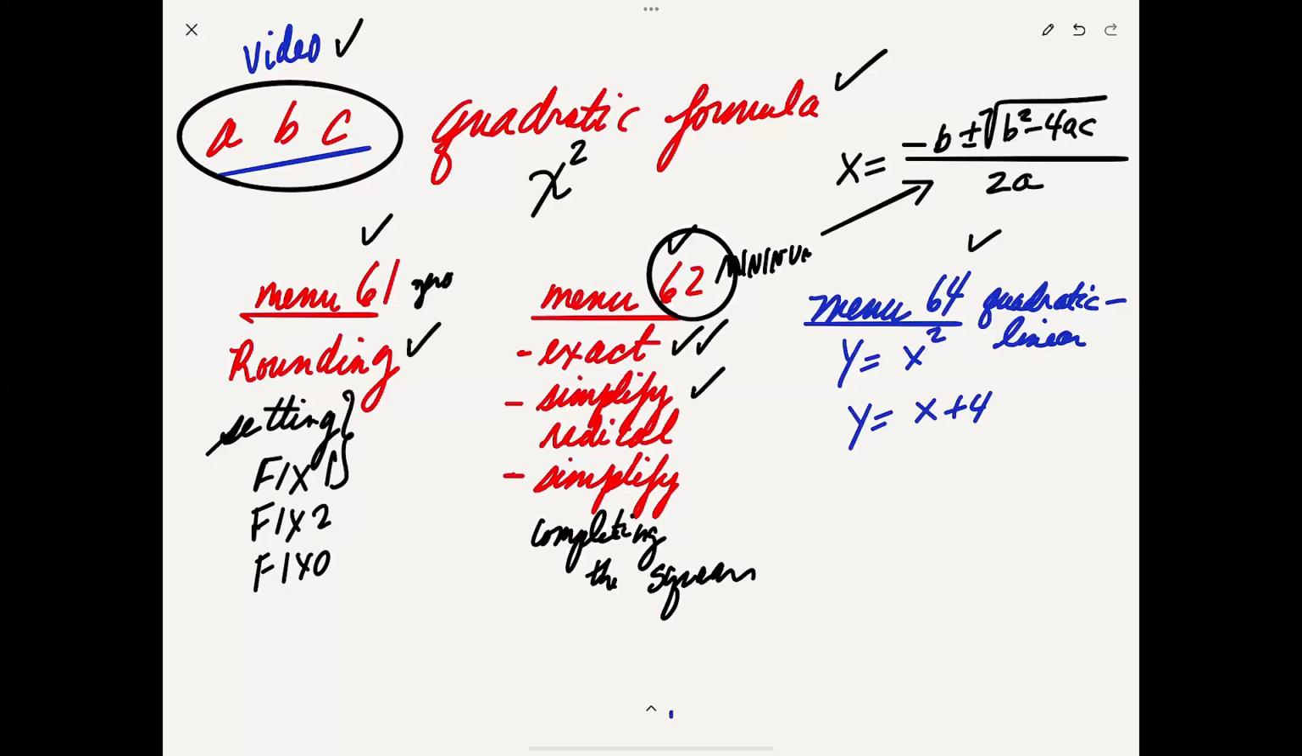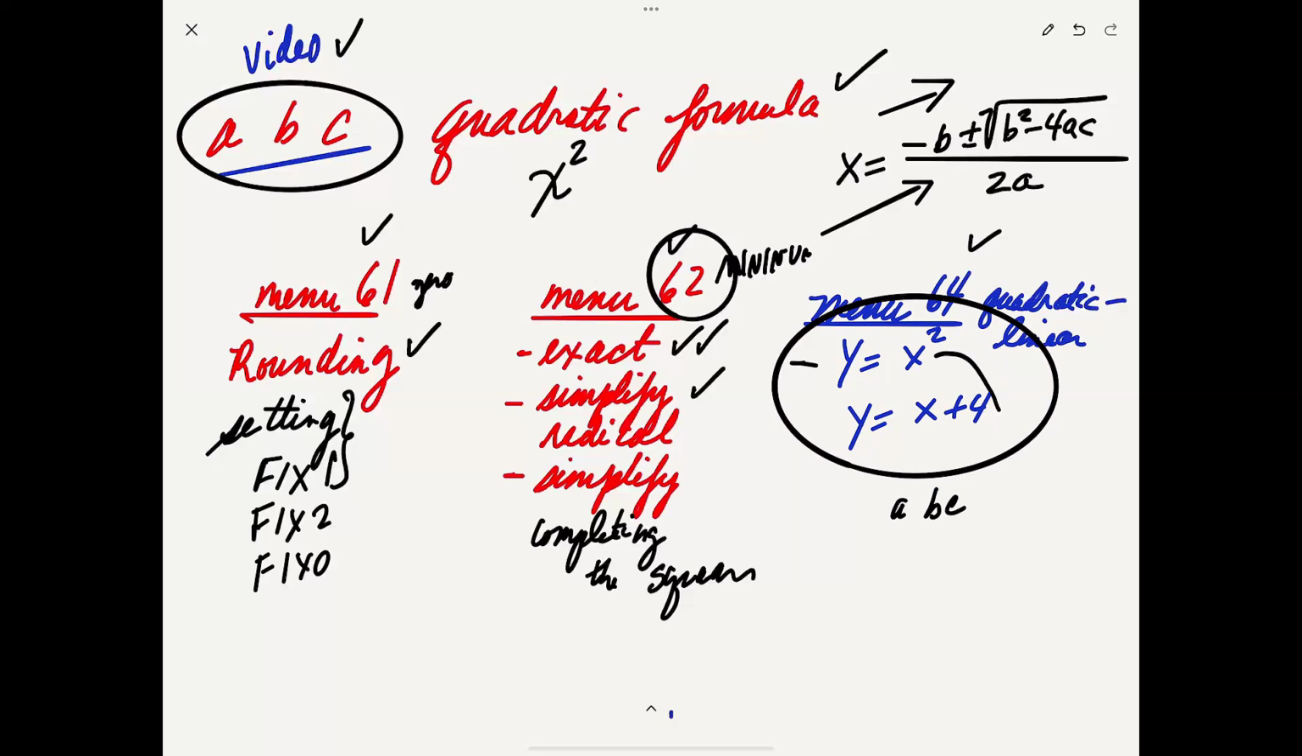Now, the last one, they've been doing this. If they give you a quadratic linear system, so one of the equations they give you is y equals something x squared, and then they give you another equation, y equals like x plus 4, then you are basically going to just use menu 64 and find the intersections and write the X and Y coordinates. Now, in order to get the full credit, you're going to have to set these two equal and then find the A, B, and C, and then use this formula. But in order to solve it, you're just going to do menu 64.